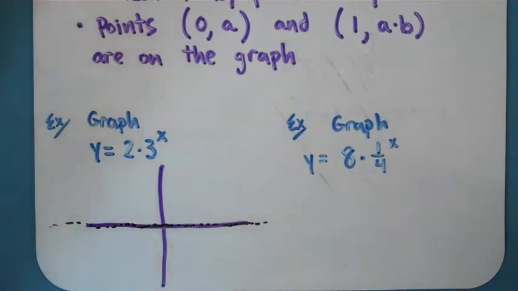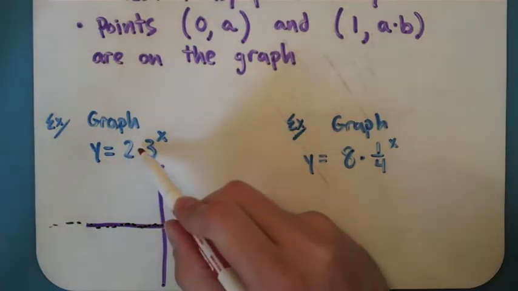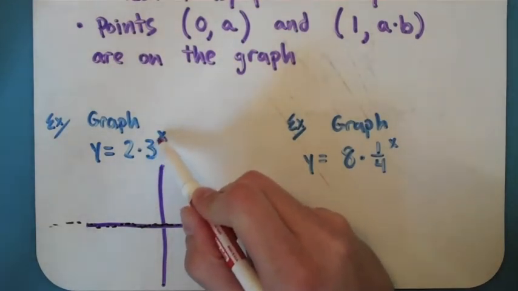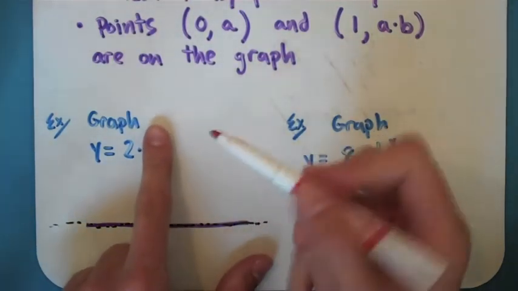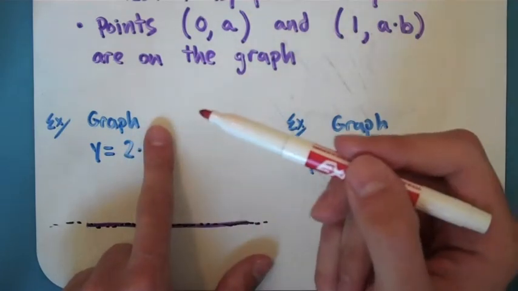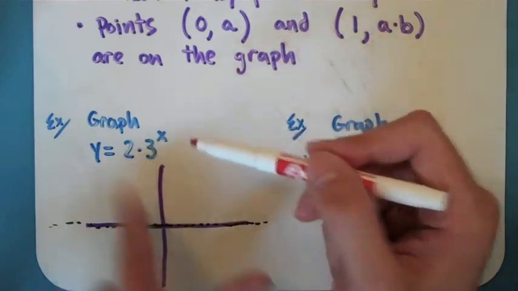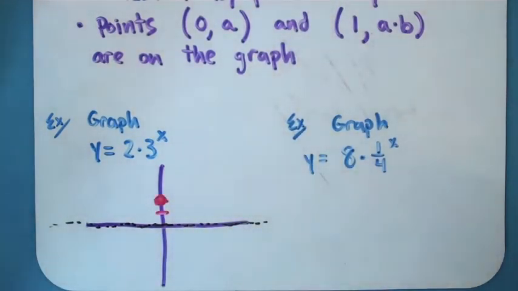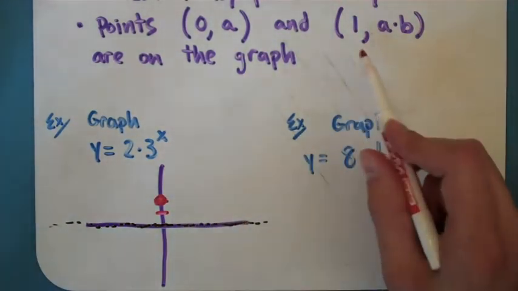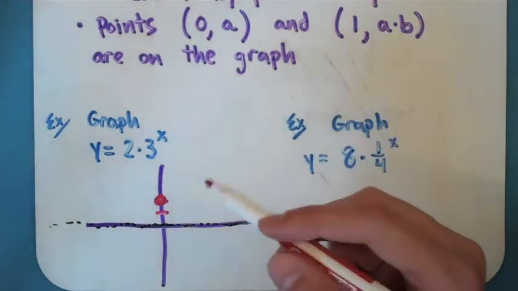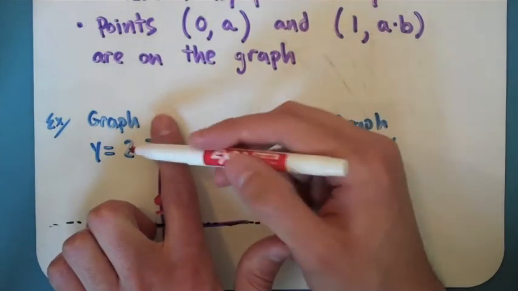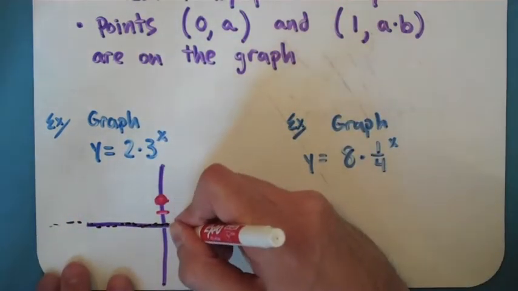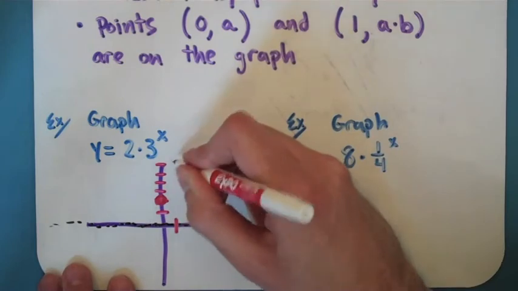The points I need: first, (0, a). If I plug in a 0 for x, I have to do 2 times 3 to the 0 power. PEMDAS, I do my exponent first. 3 to the 0 power, anything to the 0 power is 1. It goes away, so my answer is 2. When I plug in a 0 for x, I get out a 2 for y. So I need to plot the point (0, 2). I also need the point (1, a times b). If I plug in a 1 for x, this is just to the first power, so I get 2 times 3 is 6. So (1, 6) is also on my graph right here.